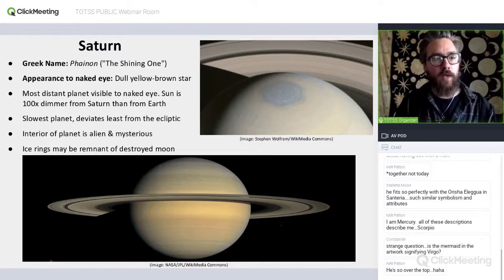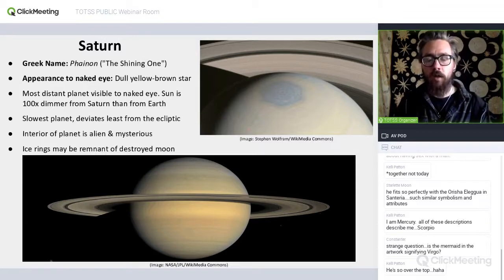All right, last one here, Saturn. The Greek name was the Phaenon, the shining one. And to the naked eye, Saturn appears as a dull, kind of yellow-brown star. I usually think of Saturn as being kind of a dull yellow. I know others have talked about Saturn as brown. Saturn is the most distant planet visible to the naked eye. And Saturn doesn't receive much energy from the sun because of his distance.